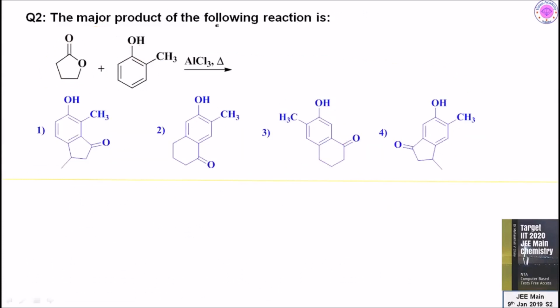Next, the major product of the following reaction is, dear friends, again they are asking a major product. What is the product? Yes, starting materials are gamma butyrolactone with orthocresol or 2-methylphenol in presence of aluminum chloride upon heating gives rise to what? Let us see. What is the first reaction? Yes friends, we know that esters upon heating in presence of aluminum chloride and phenol or toluene are going to undergo Friedel-Crafts acylation reaction.